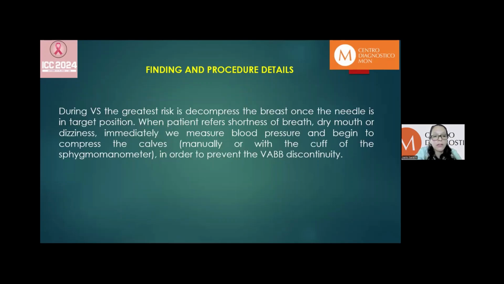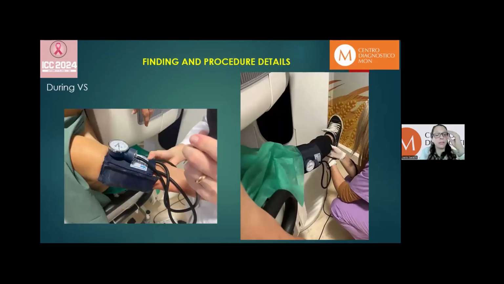During a vasovagal syncope, the greatest risk is the compressed breast once the needle is in target position. When the patient refers shortness of breath, dry mouth, immediately we measure blood pressure and begin to compress the calves manually or with the cuff of the sphygmomanometer in order to prevent the vacuum-assisted breast biopsy discontinuity. This is an example. We are compressing the calves.